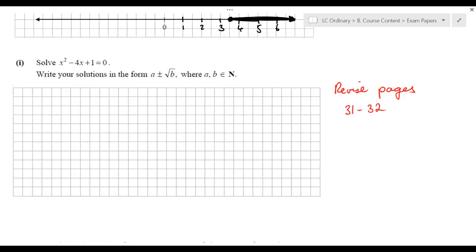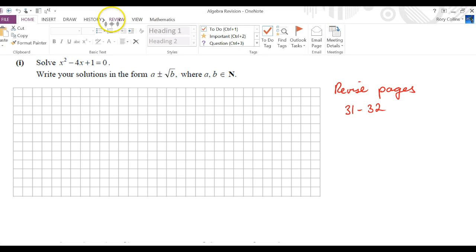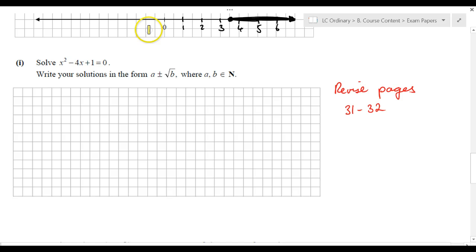This brings us on to our next question. Solve x squared minus 4x plus 1 equals 0. Write your solutions in the form a plus or minus root b, where a and b are elements of natural numbers. Now, we've two ways of solving quadratic equations. We can use the factorization method, or we can use the quadratic formula. We've been given a hint in the question. The question says write our answer in the form a plus or minus root b.